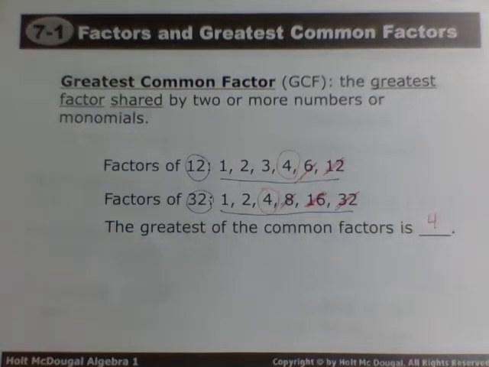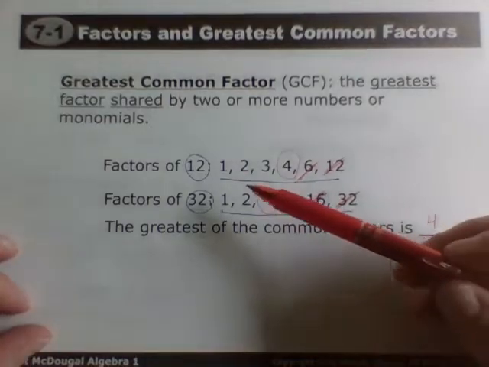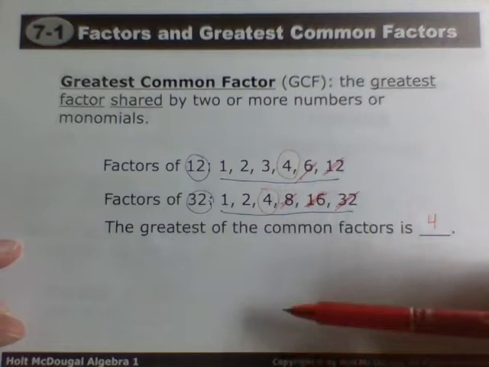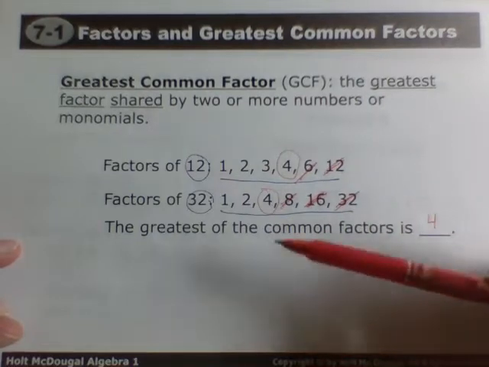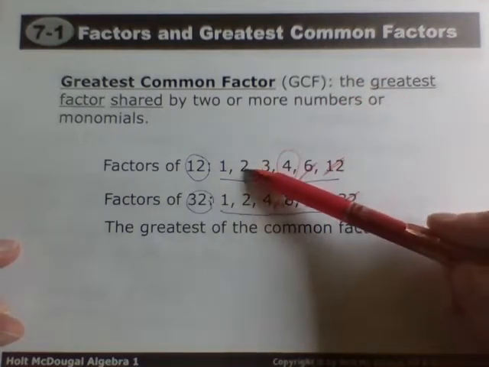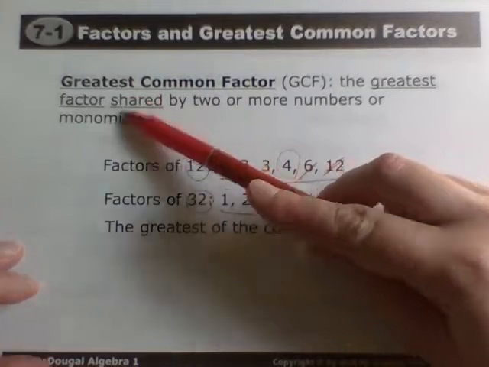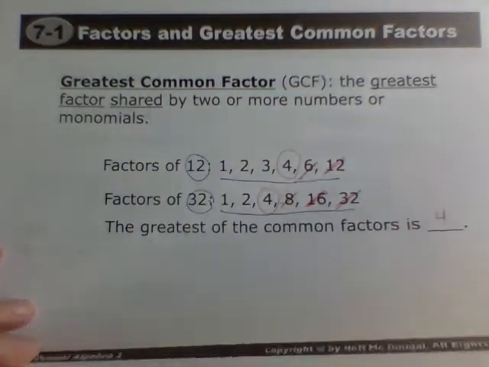So again, you're just looking for the largest number. Now remember that since it says greatest, we don't want to do 1 because that is not the greatest, it's the least common factor. And then the second one here, number 2, yes, could also be a factor, but it's not the greatest common factor. All right.